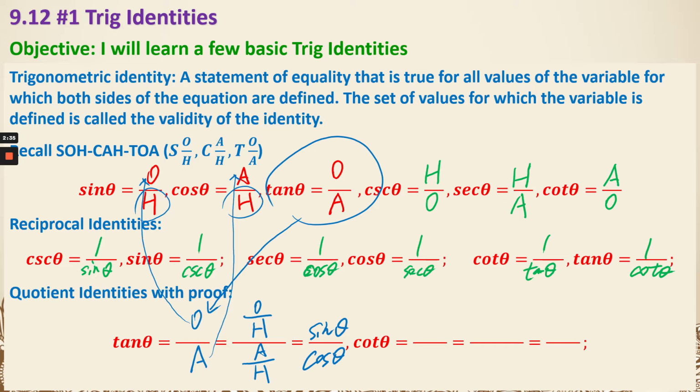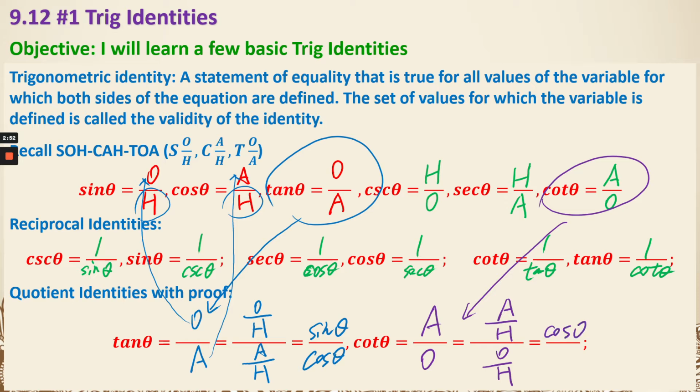Then we're going to do the same thing with cotangent. Cotangent is adjacent over opposite, so A over O. And same thing, I'm going to put them over H, so A over H and O over H. You will notice adjacent over hypotenuse is cosine, and the bottom is sine. So cotangent is cosine over sine. Now let's use these to do some simplification and proof.